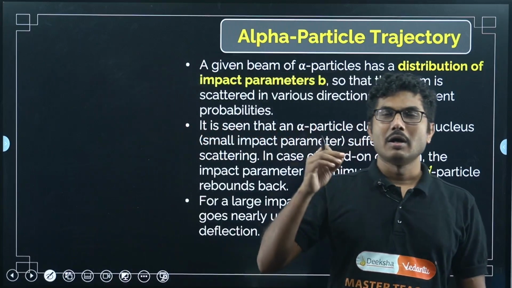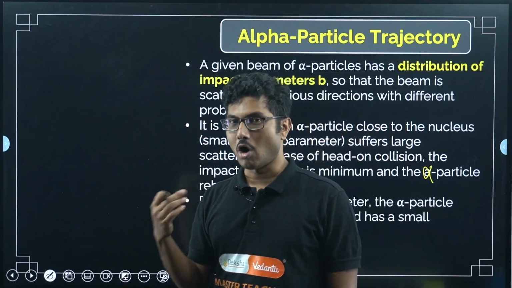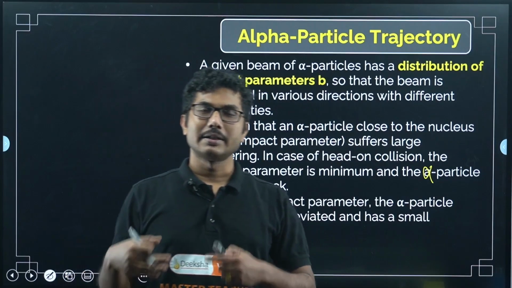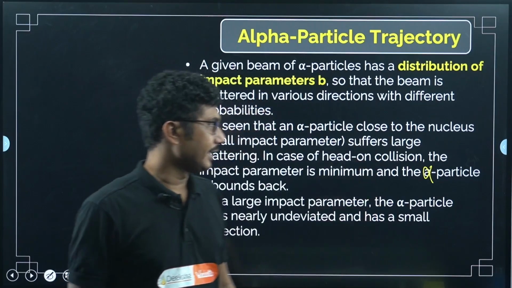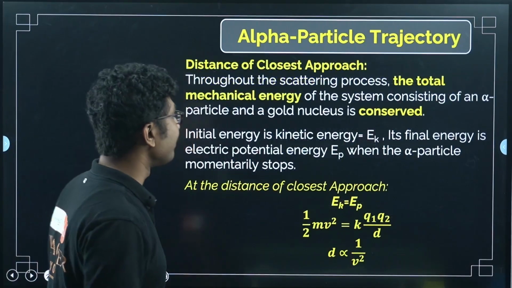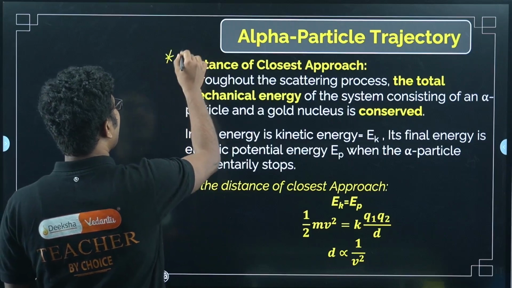So for a large impact parameter, which is common because the nucleus itself is very small, the alpha particle goes undeviated. Now, distance of closest approach, a very important concept.